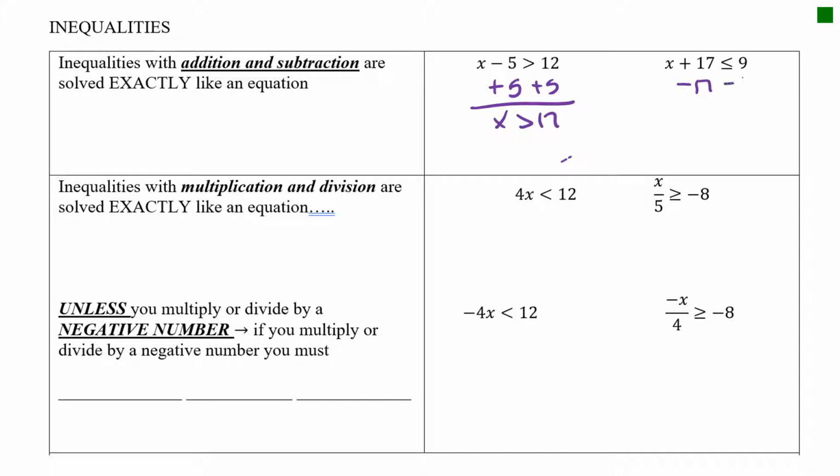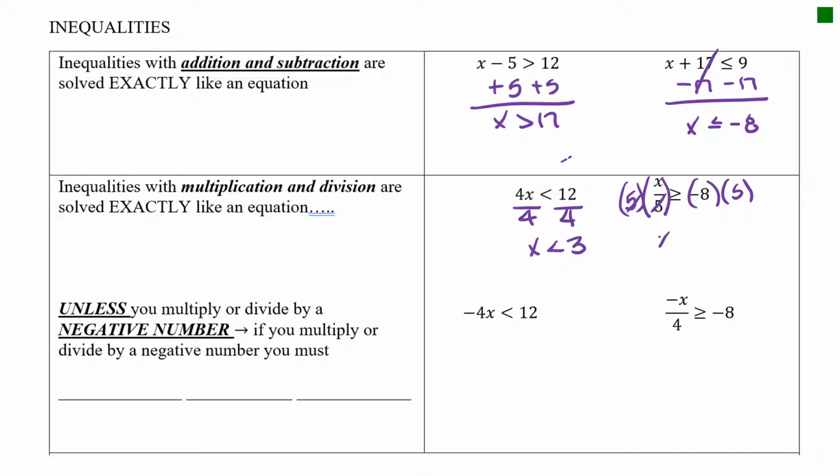Addition, I'm going to subtract. I subtract 17 from both sides. I get x is less than or equal to negative 8. With multiplication and division, they are exactly the same, but I'll talk about the but in a minute. I'm going to divide because that was multiplication. So x is less than 3. On this one, I'm going to multiply by 5. Multiply by 5, cancel, cancel. X is greater than or equal to negative 40.